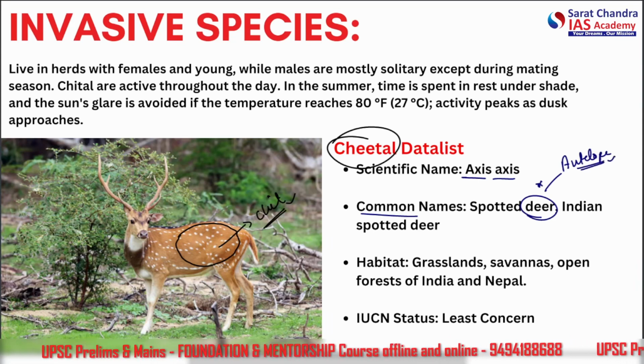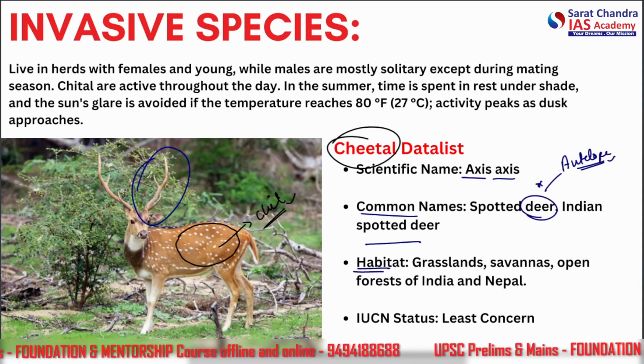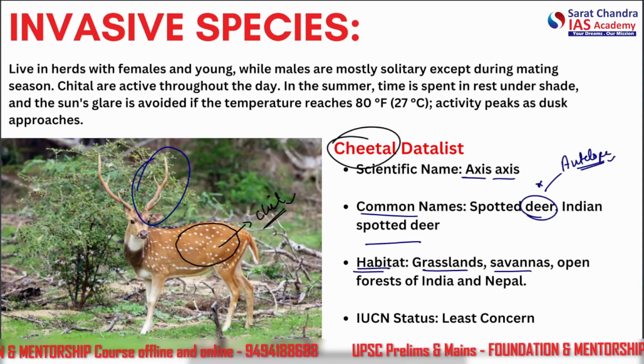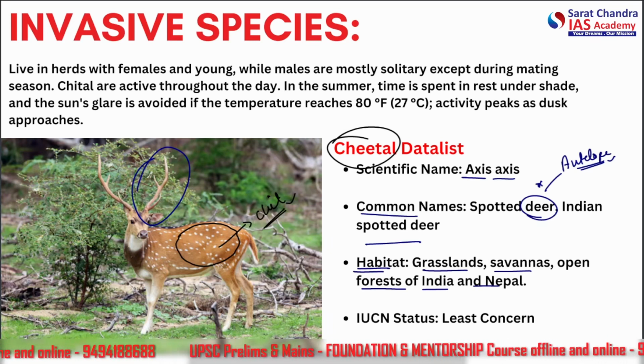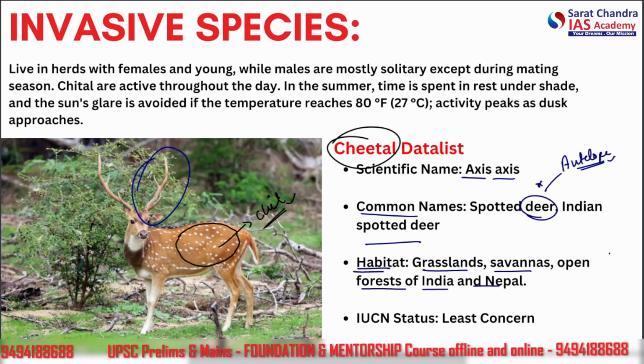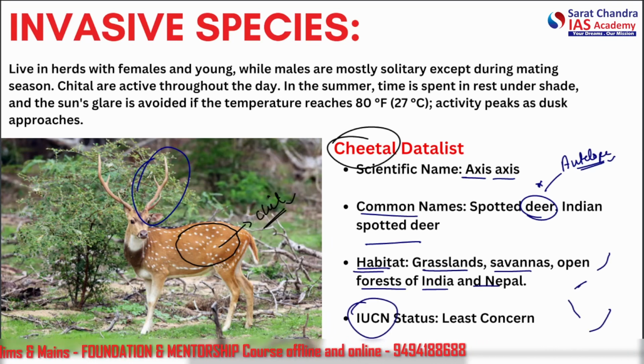Deers have these antlers. Indian spotted deer. The habitat where it can be seen is grasslands, savanna and open forests of India as well as Nepal. So you can spot it at multiple places in India, but especially in the northern and the Deccan plateaus. The IUCN status is least concern, so it's not a threatened species.